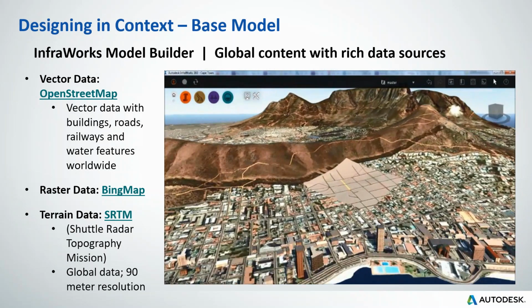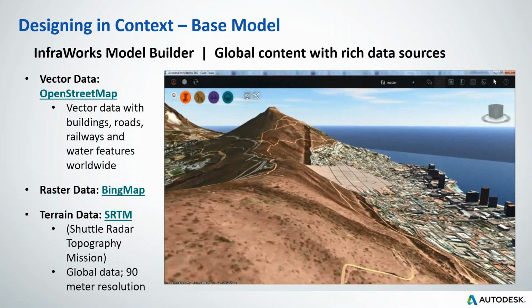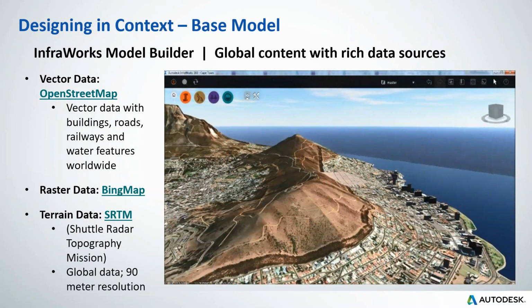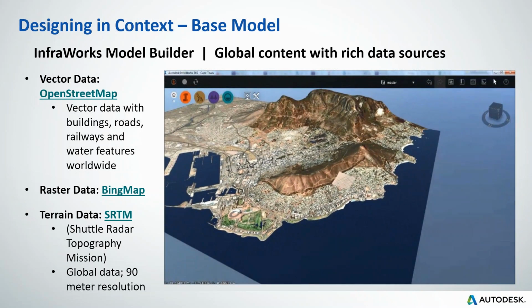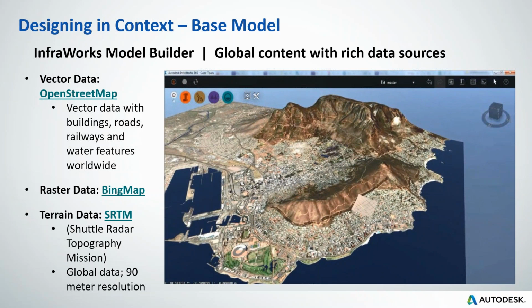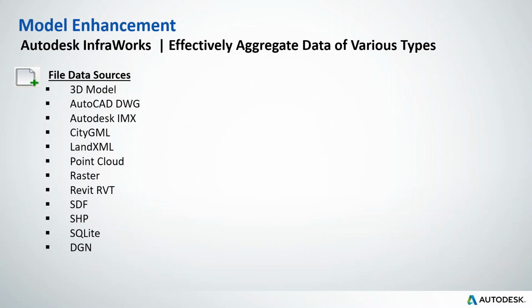And inside that model, you will have different data sets or data sources. We will have the terrain coming from different sources. You will have the roads, the buildings, some bridges coming from OpenStreetMap. You will have the raster data coming from Bing Maps and others as well. All of this is properly georeferenced and to scale. This is just as a starting point to start the design process within context.